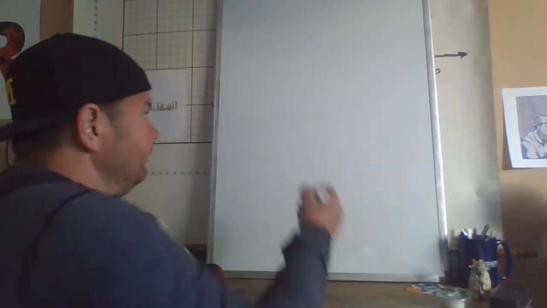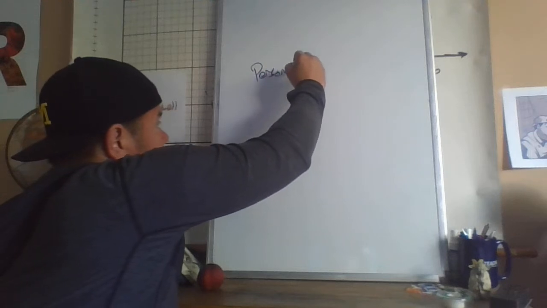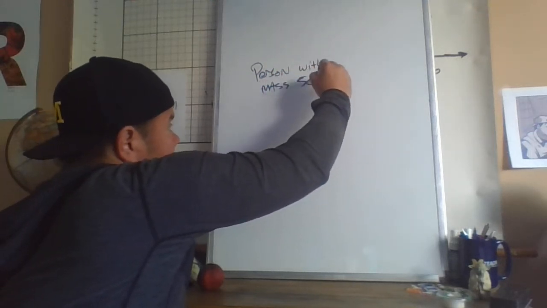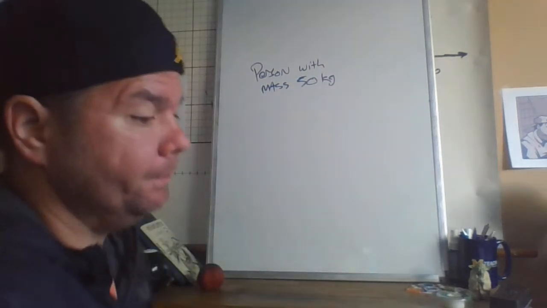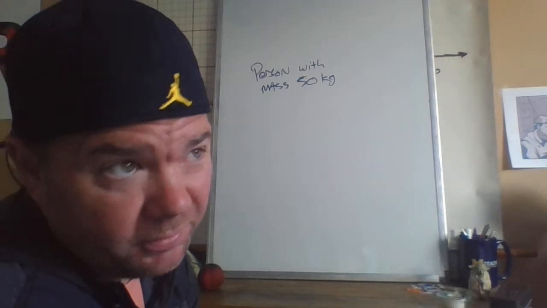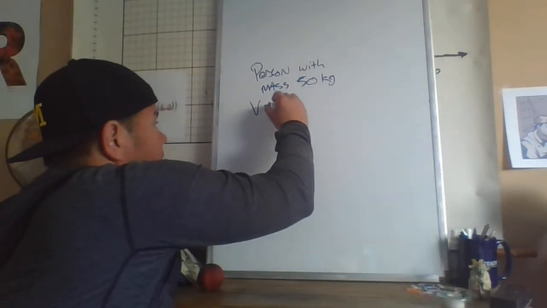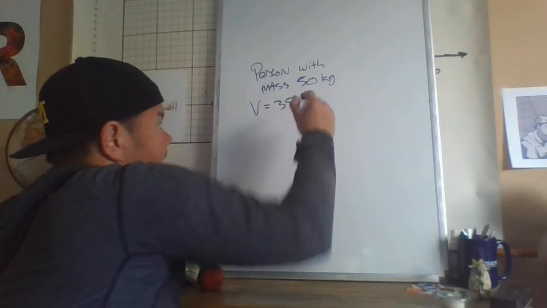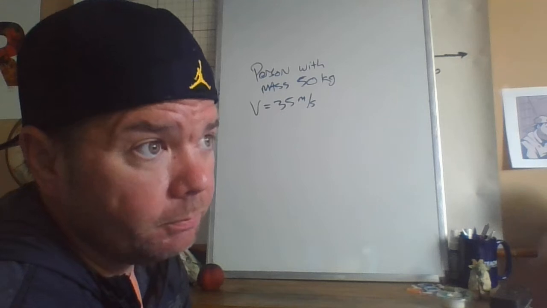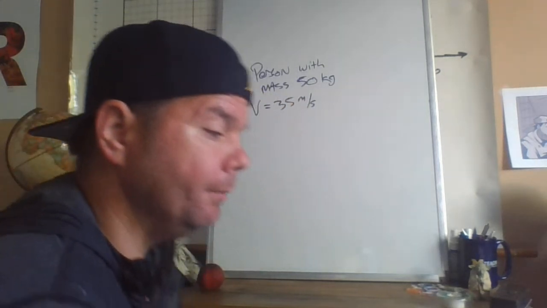So let's say there's a 50-kilogram person driving down the road at about 35 meters per second. I think that's maybe 40 miles per hour or something like that. Velocity equals 35 meters per second. The person sees the deer, tries to stop, hits the deer, and the car comes to a stop.